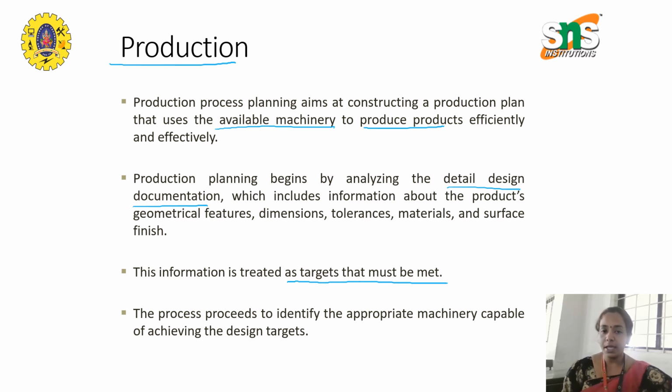Production process planning aims at constructing a production plan that uses the available machinery to produce the product efficiently and effectively. Production planning begins by analyzing the detailed design documentation, which includes information about the product's geometrical features, dimensions, tolerances, material, and surface finishing. This information is treated as targets that must be met. The process proceeds to identify the appropriate machinery capable of achieving the design targets.